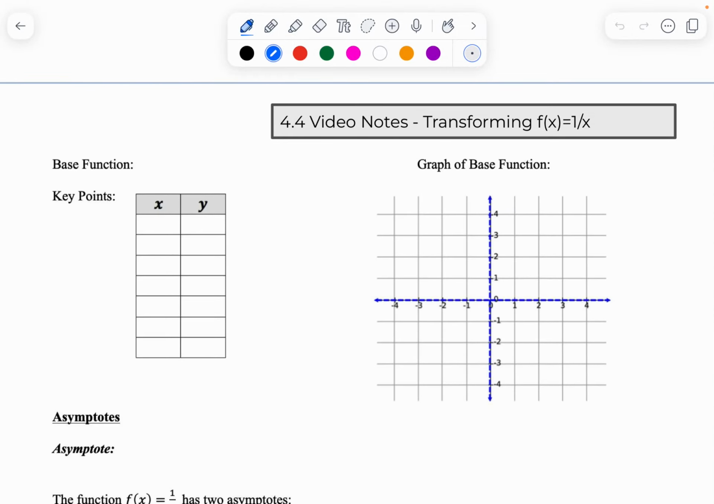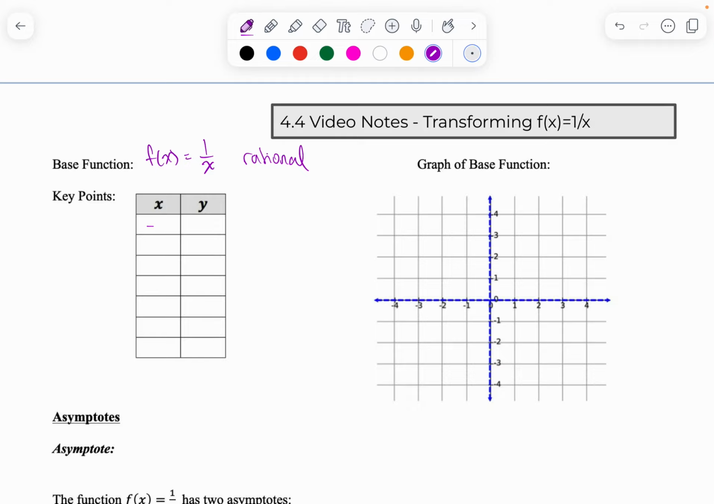Okay, so today we're going to look at transforming f of x as 1 over x. So our base function is f of x is equal to 1 over x, and it's called the reciprocal. Oh no, sorry, it's called the rational function. Okay? So, for key points, let's start like we did with the parabola.